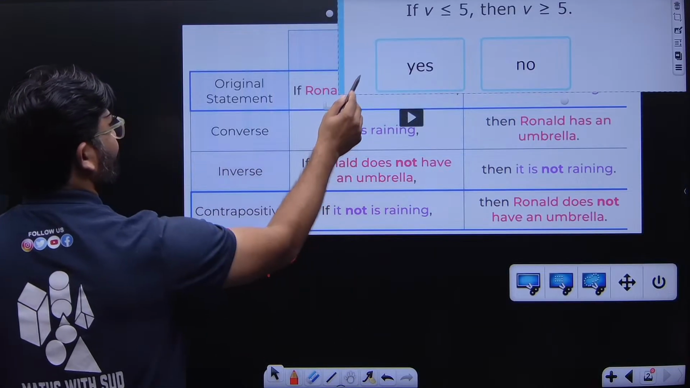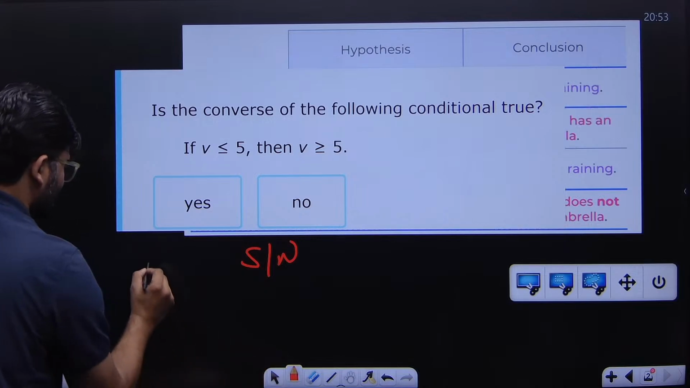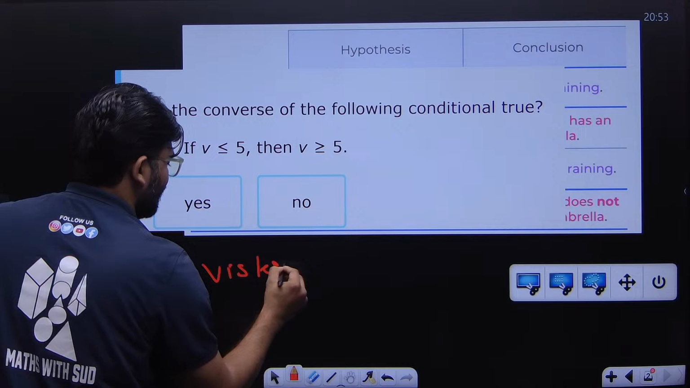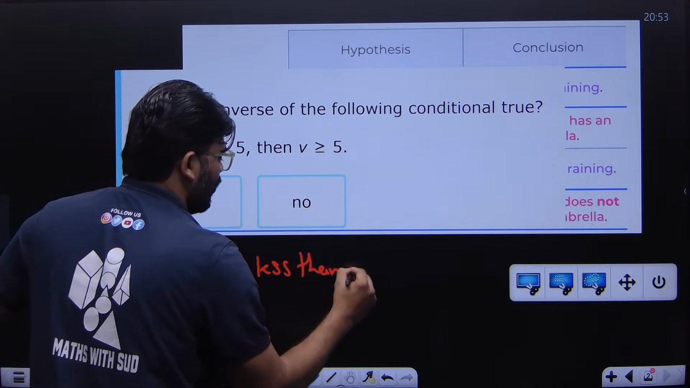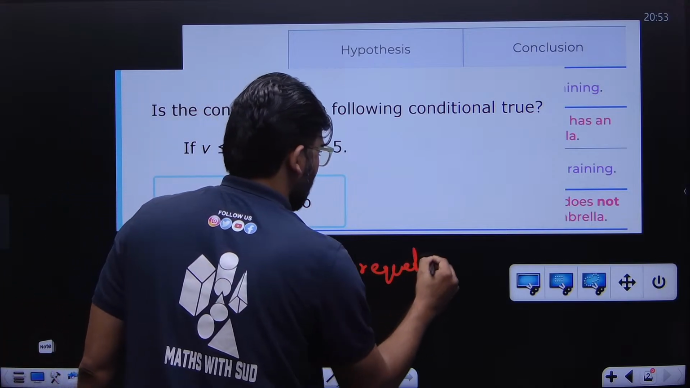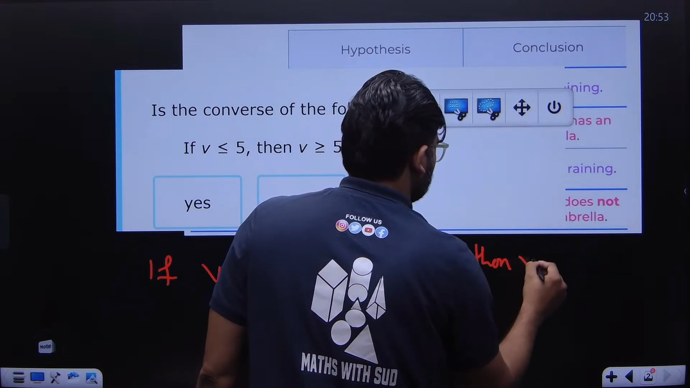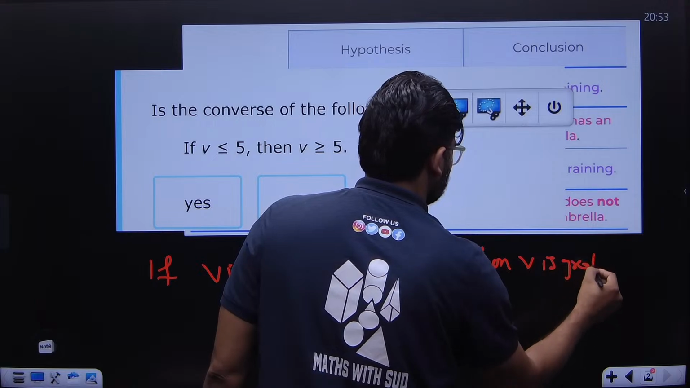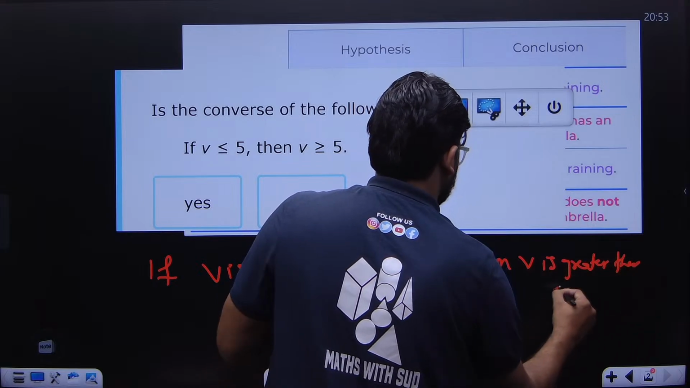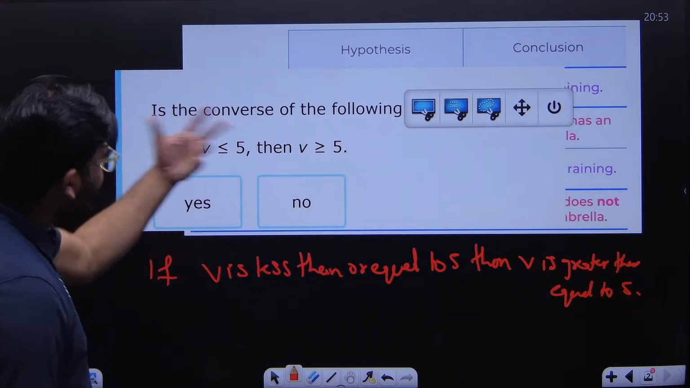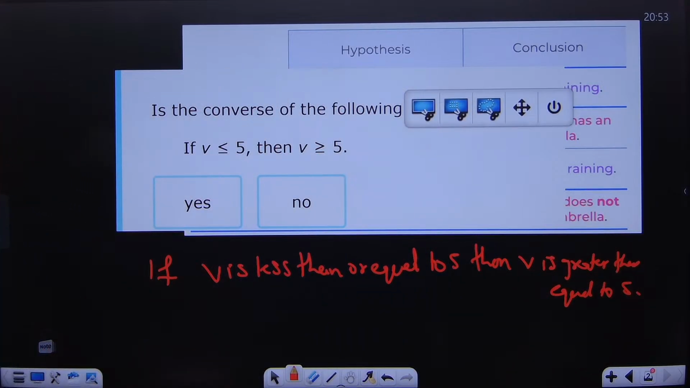Tell me. If V is greater than or equal to 5. No, if V is less than or equal to 5, then V is greater than or equal to 5. First of all, this statement is not true. Now, what is the converse of this? What do you do in the converse? Just switch.